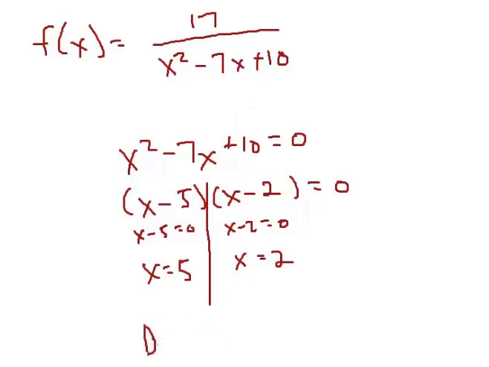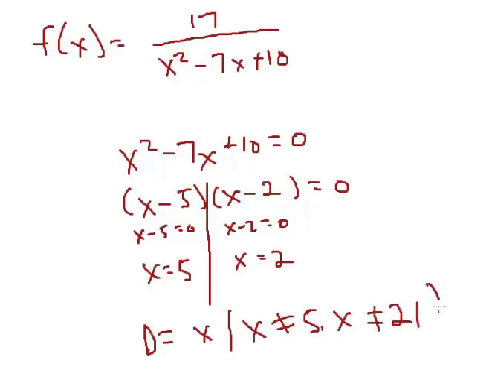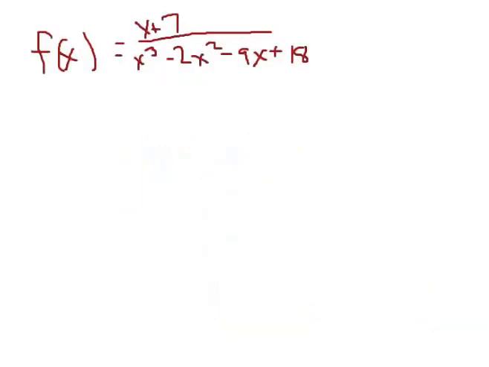So if I wanted to do the domain, I would say domain equals x, so that x is not equal to 5, and x is not equal to 2. And then I would have the domain of my function. Now this is a tough one.